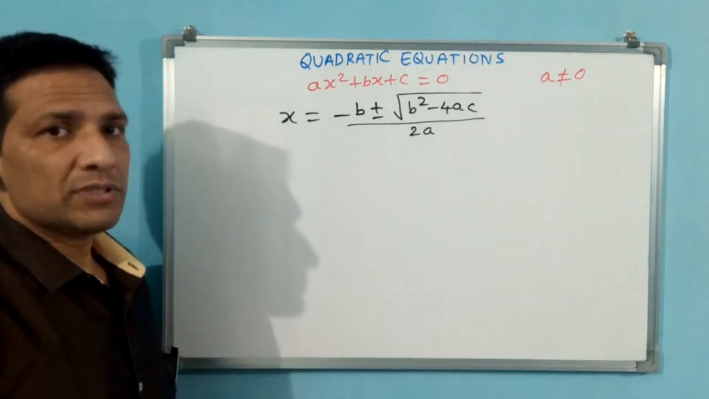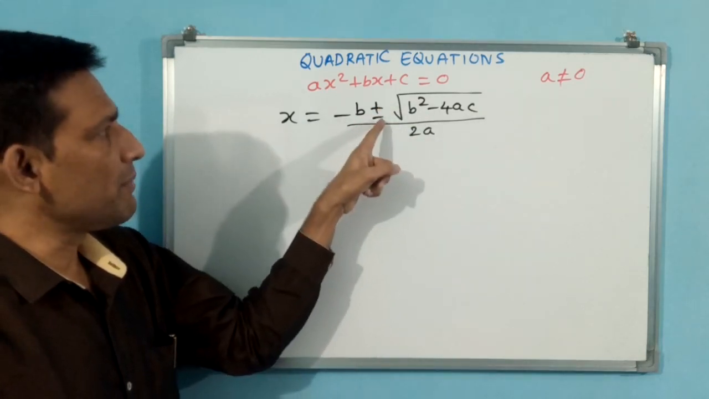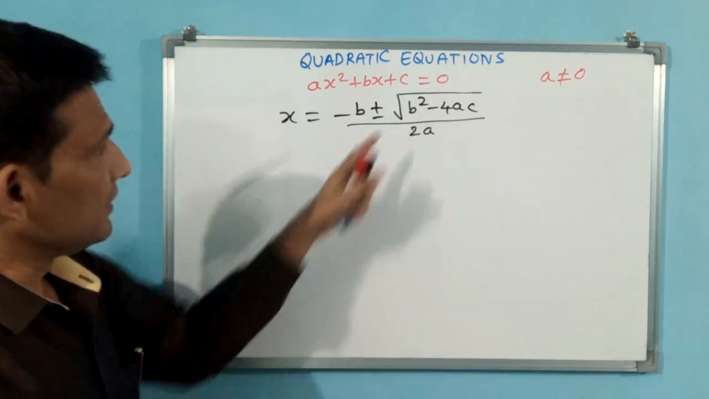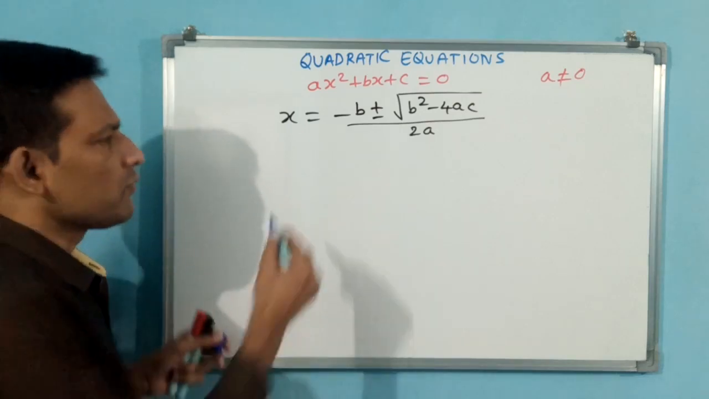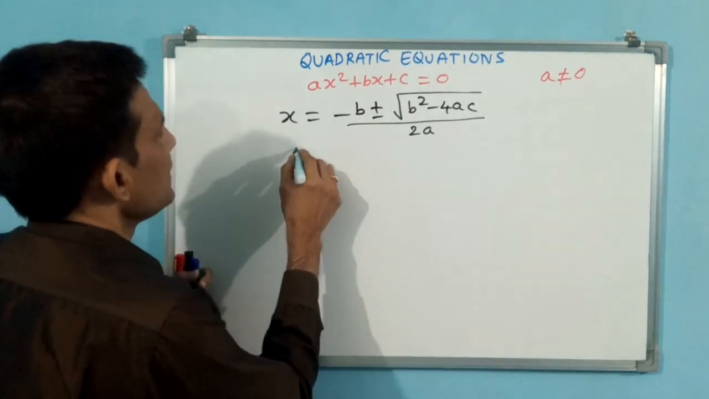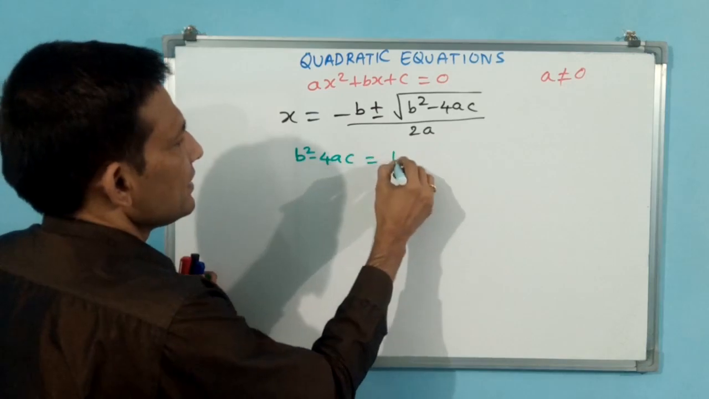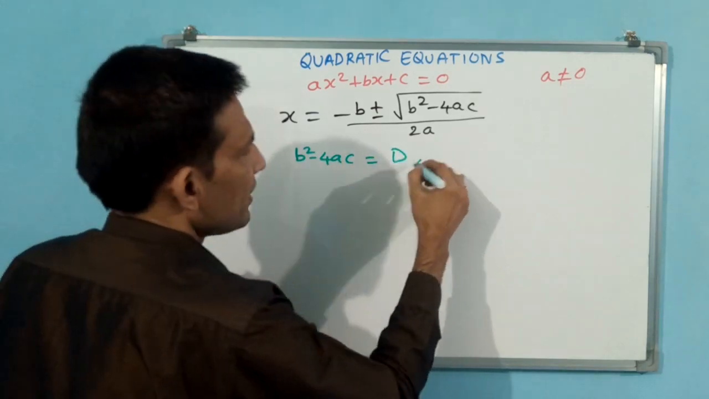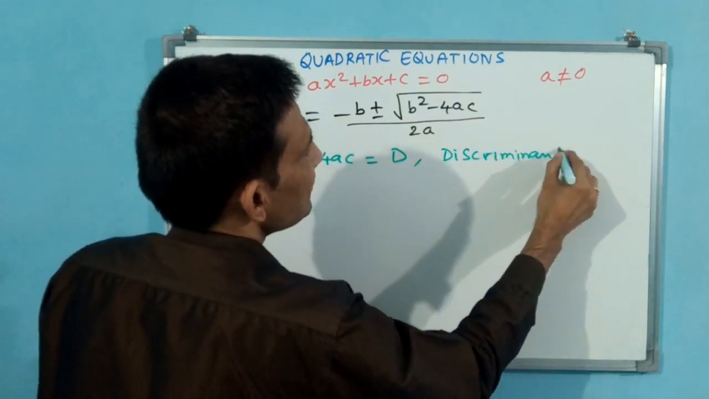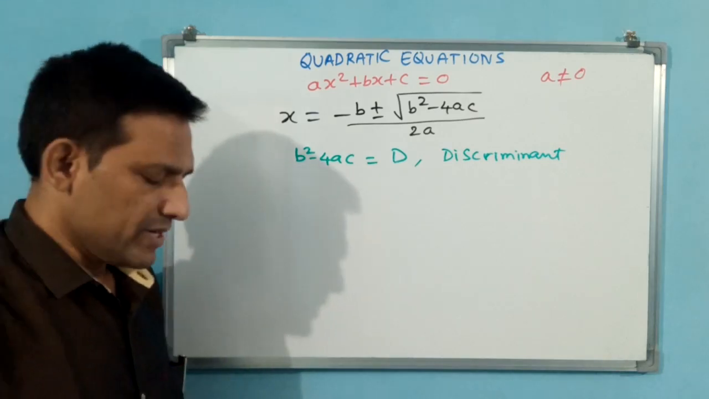But here how many solutions are? Two solutions are there. You see, minus b plus square root of b square minus 4ac by 2a, and minus b minus square root of b square minus 4ac by 2a. Two solutions are there. Then what is b square minus 4ac? B square minus 4ac separate, now we have separate name we have got. You see, b square minus 4ac is also called d, or discriminant. Okay, b square minus 4ac we will call it as discriminant.